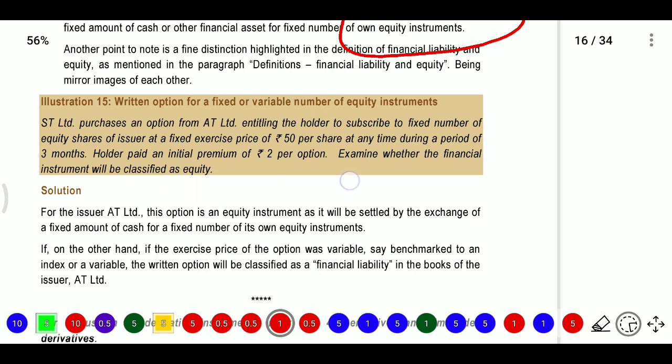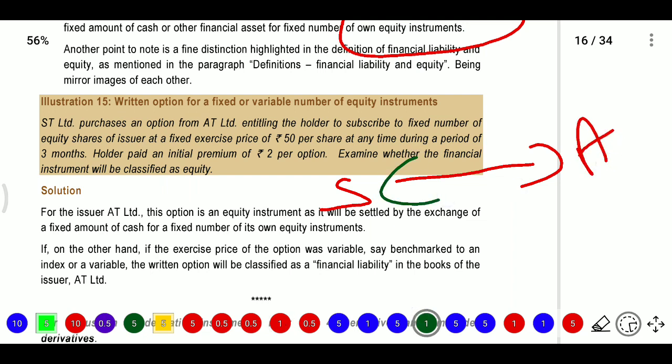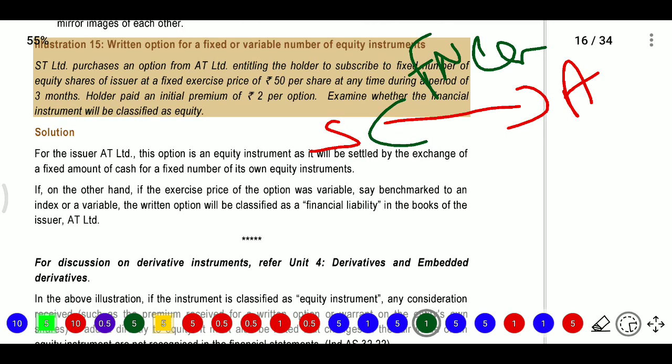So here one company is there, S company, and 80 company is there. He has purchased options for a fixed number of equity shares at a fixed exercise price, so the price is also fixed, during a period of 3 months. The holder paid an initial premium of 2 rupees, so for 48 they paid 2 rupees, meaning of 50, 2 rupees is paid and 48 is pending. Examine whether the financial instrument will be classified as equity or not. Yes, because the amount is fixed.